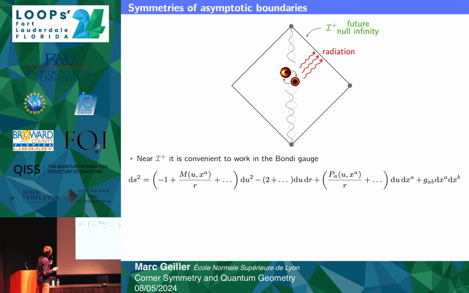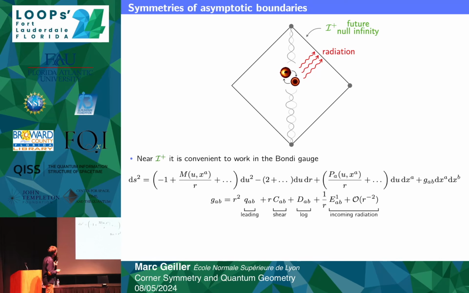To describe this, it's very convenient to describe radiative physics at null infinity in the Bondi gauge. And in the Bondi gauge, the only thing we have to care about here is this line element. In g_uu at order 1/r, you have the mass aspect. In g_uA at order 1/r, you have the angular momentum aspect. And then this transverse metric here is typically written, up to some subtleties with this expansion, with this leading component.